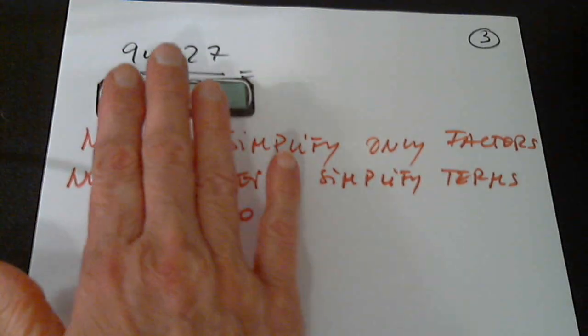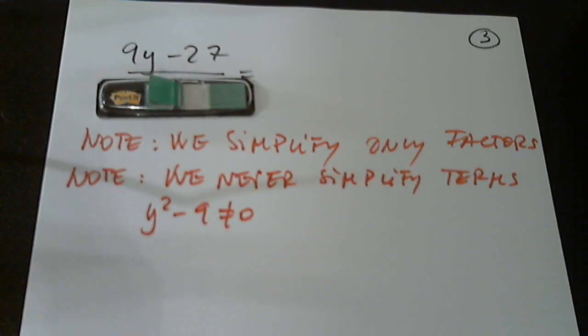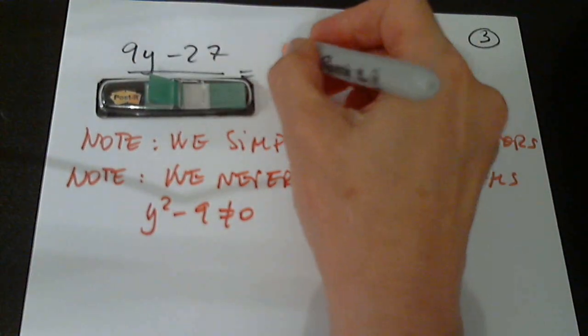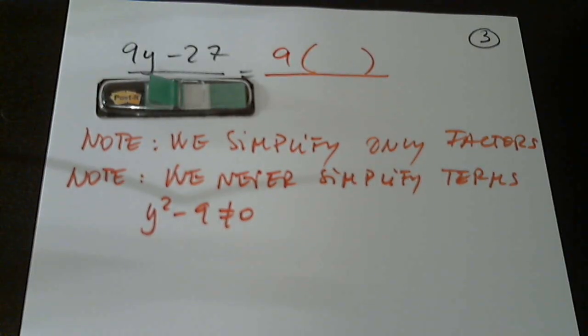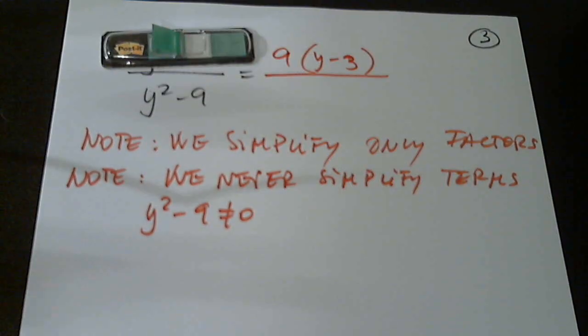Right, forget about the bottom for a moment. Let's look at the top. If given 9y minus 27, what is the only thing you can think of doing? Factoring out the greatest common factor, which is 9. Excellent. What do I have left? Perfect. y minus 3. Excellent.